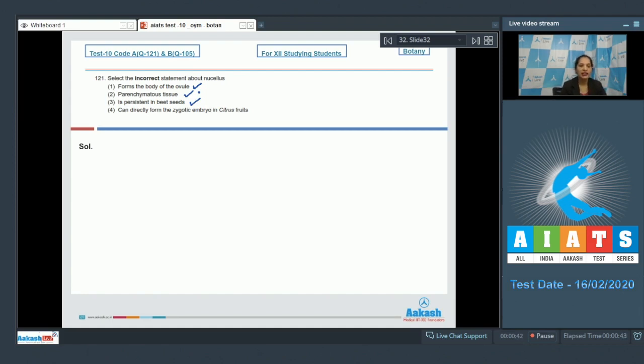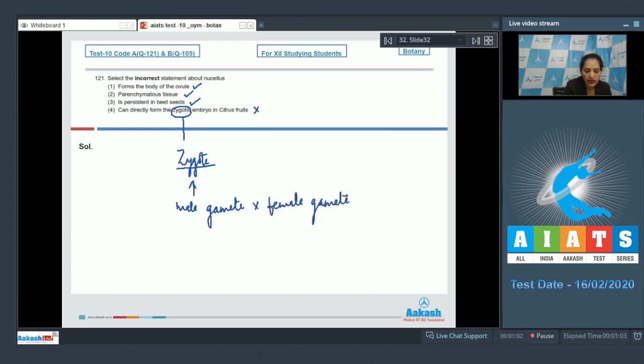Fourth one, it can directly form the zygotic embryo in citrus fruits. No. Zygotic embryo can be formed by zygote only, and zygote is formed when a male gamete fuses with a female gamete. This process is called syngamy. So zygote is a result of syngamy. Somatic embryos can be developed by nucellus in citrus fruits. So the correct option for the given question is option number 4. Let's move to the next question.